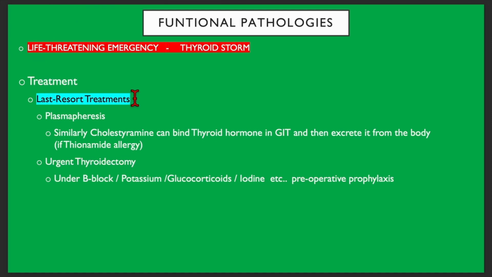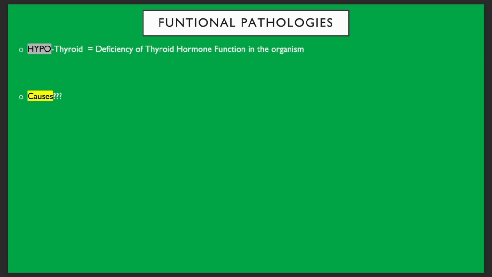And the last resort treatments, if it's too severe, is plasmapheresis, which is going to remove the thyroid hormone from the blood directly, or similarly cholestyramine that can bind the thyroid hormone in the GIT and then excrete it from the body. So you know that there is a recycling in the GIT of the thyroid hormone, and by using cholestyramine, it's not going to recycle it anymore. So you're going to start to lose this thyroid hormone. Or you can do some urgent thyroidectomy, just remove the thyroid gland altogether and solve the problem.